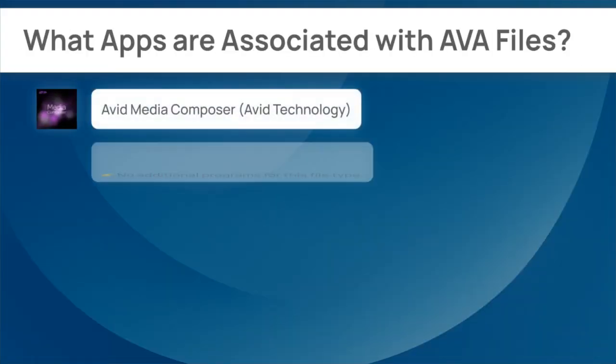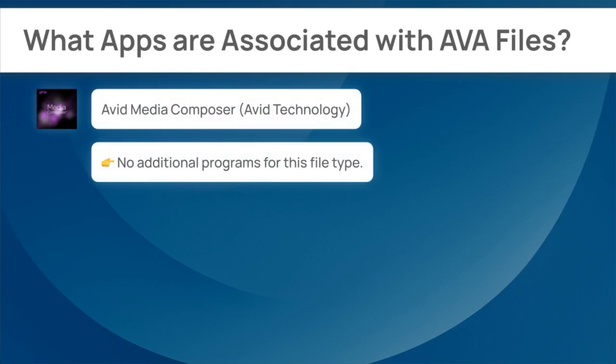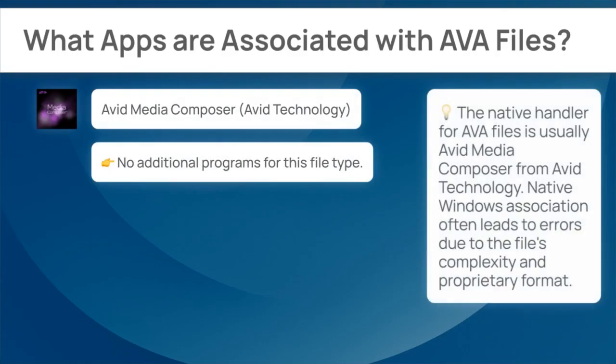The native handler for AVA files is usually Avid Media Composer from Avid Technology. The file is locked by a proprietary indexing system Windows cannot read natively. Windows provides limited built-in editing, so full functionality requires a video editor.